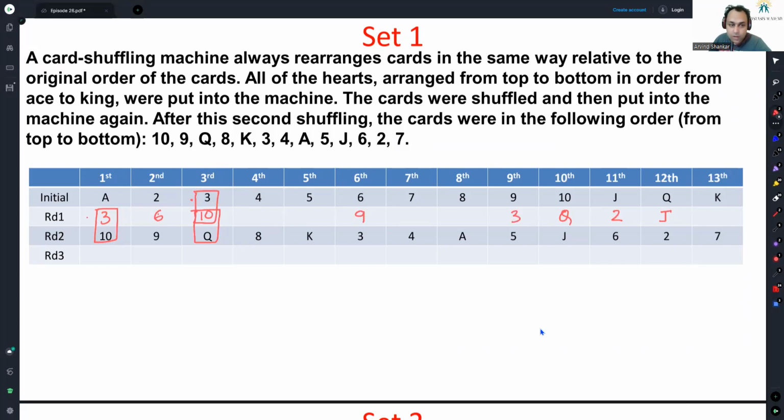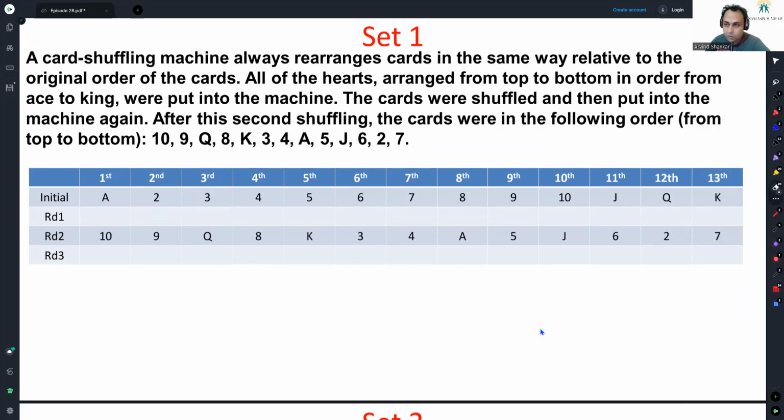And this is a problem. You have a 3 here. You have a 3 here. The same card cannot be present at 2 spots. So this is unacceptable. Hopefully, the effort that is involved here is visible to all of us.